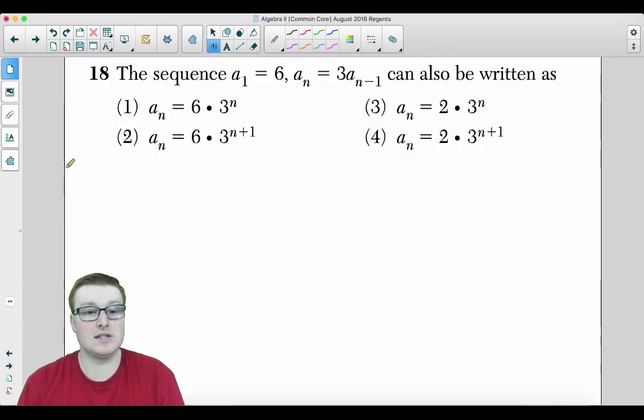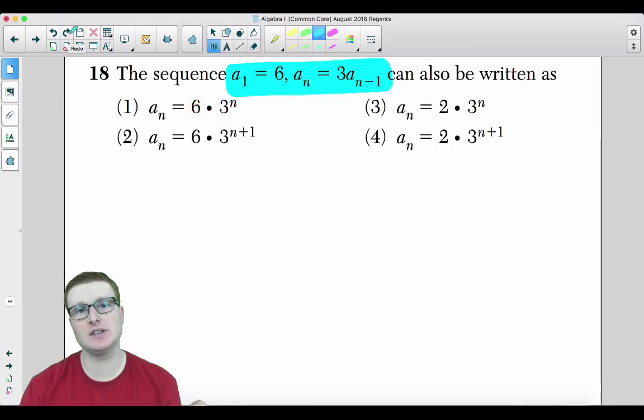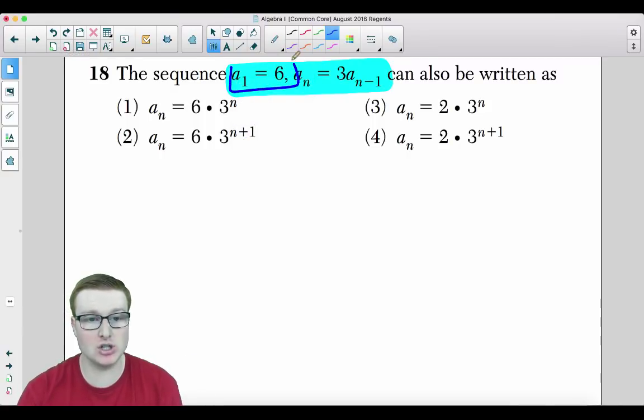Moving on to number 18. The sequence a sub 1 equals 6 and a sub n equals 3 a sub n minus 1 can be written as what? So here's the thing here. They are telling you a recursive sequence. These here, ladies and gentlemen, are explicit. So the problem is you might be prone to pick choice 1 immediately because it shows the first term is 6 and then a 3 raised to the n power. But what we need to do is generate the first couple terms, okay? Let's generate the first term. We know that the first term has to be 6.